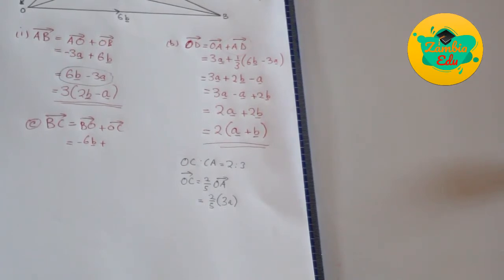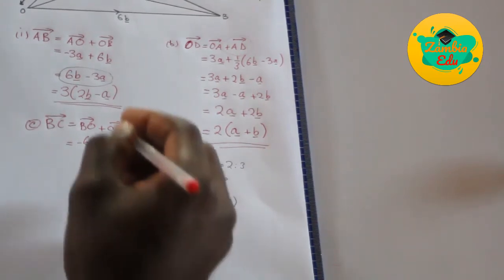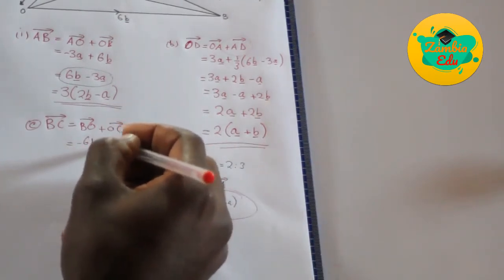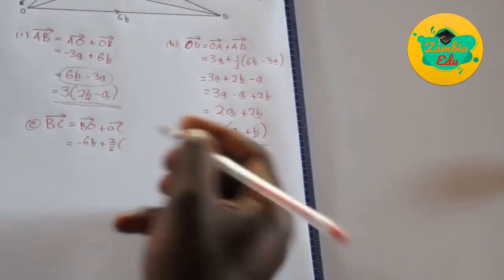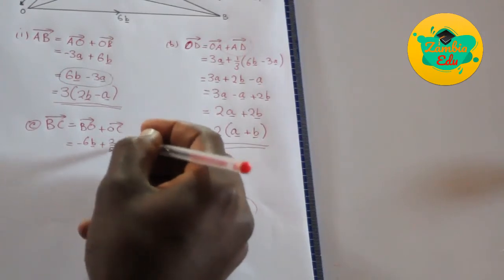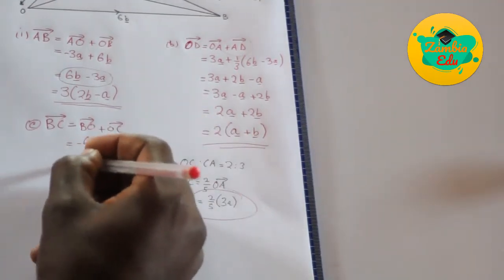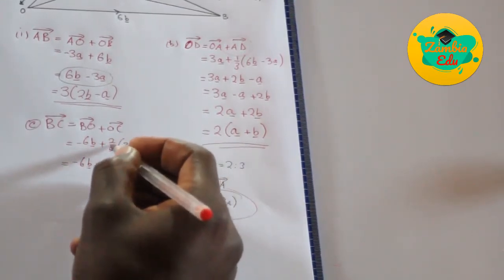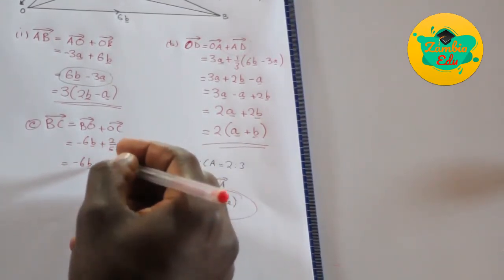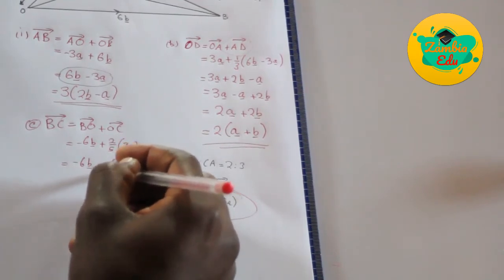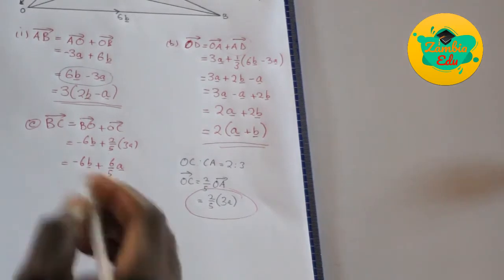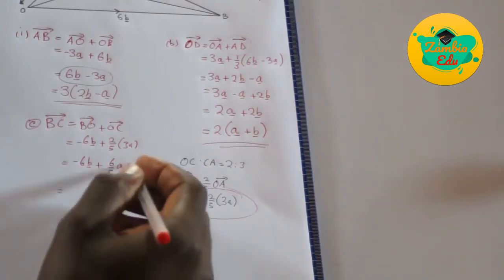So we're going to write our value of OC being that one, 2 over 5 open bracket 3a. It is equal to 2 over 5 times 3a, it's giving us 6 over 5a. So that is all. This answer is fine.